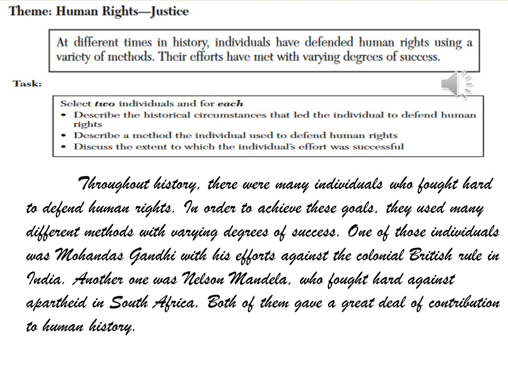Alright, so let's continue. In order to achieve these goals, they used many different methods with varying degrees of success. So as you can see, I am kind of restating it. One of those individuals was Mohandas Gandhi and his efforts against the colonial British rule in India. Another one was Nelson Mandela, who fought hard against apartheid in South Africa. Both of them gave a great deal of contribution to human history. Alright, so this is a good introduction. It's not a perfect introduction, but it's a good introduction.